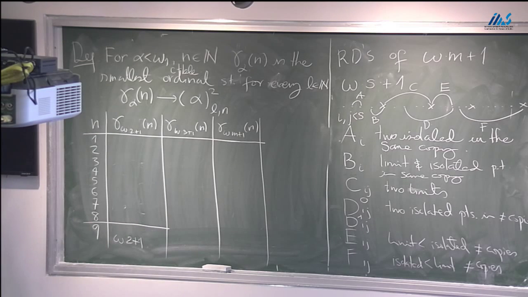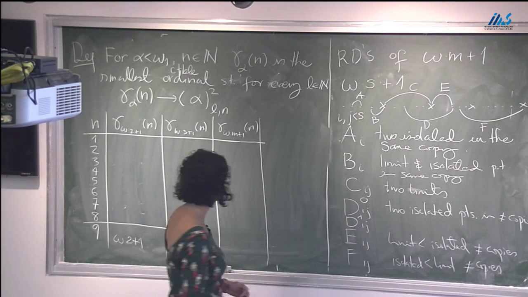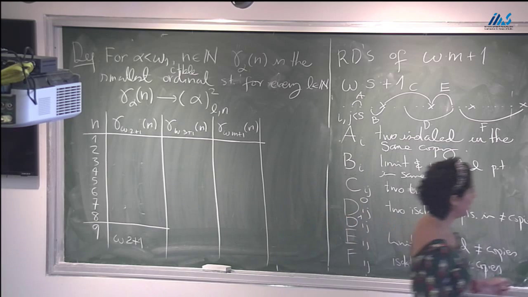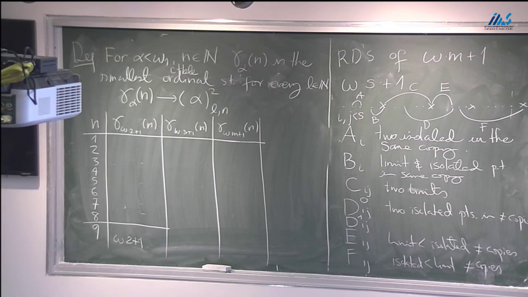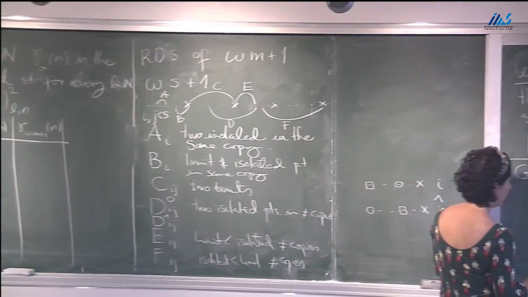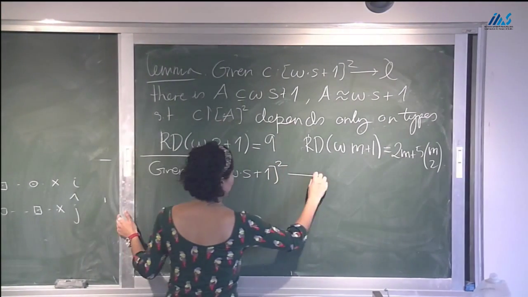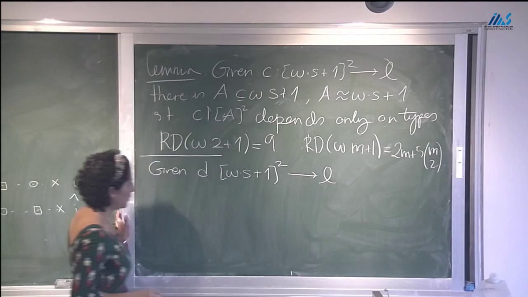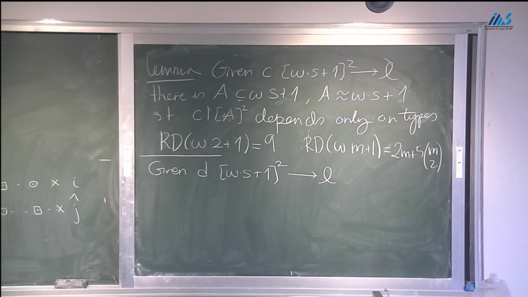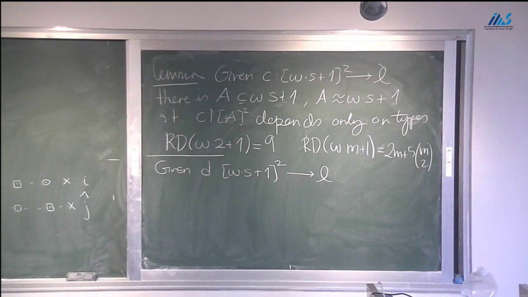Further. We want to reduce the number of colors further. So what do we do? Okay. Say we are given some coloring of the pairs of omega times s plus 1 into finitely many colors. I'll tell you what S is later.